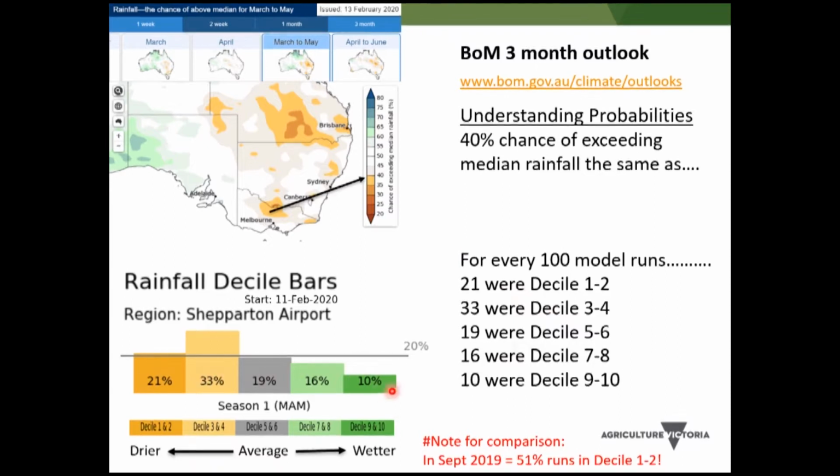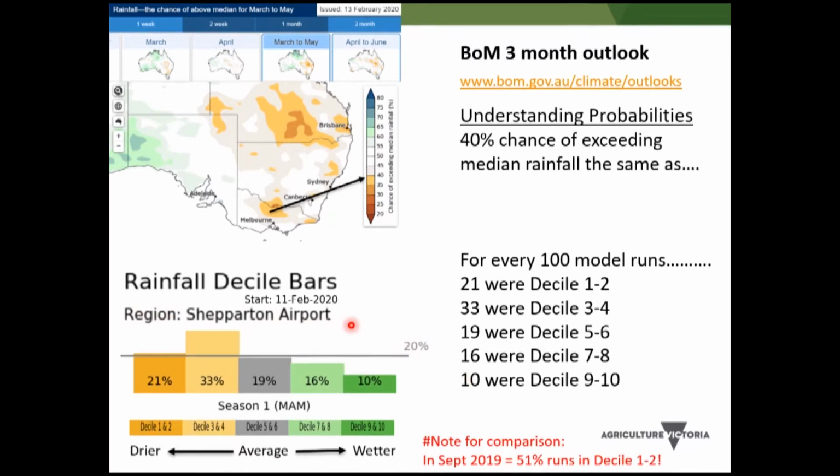This is showing the spread of the model runs for March, April, May for somewhere like Shepparton, not too far away. So you can see that for decile 1, 2, 21 of the models landed there, 33 of the models landed in decile 3, 4, 19 of the models landed in decile 5, 6, and only 10 of the models landed in decile 9, 10. So it gives you an example. It's the same forecast, but just a different way of explaining it.